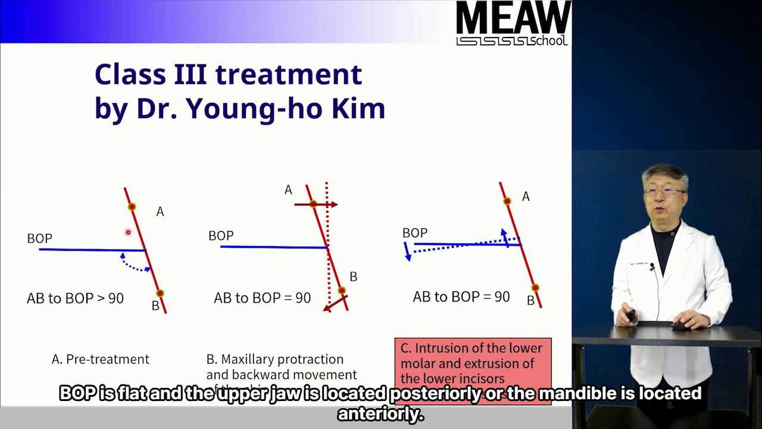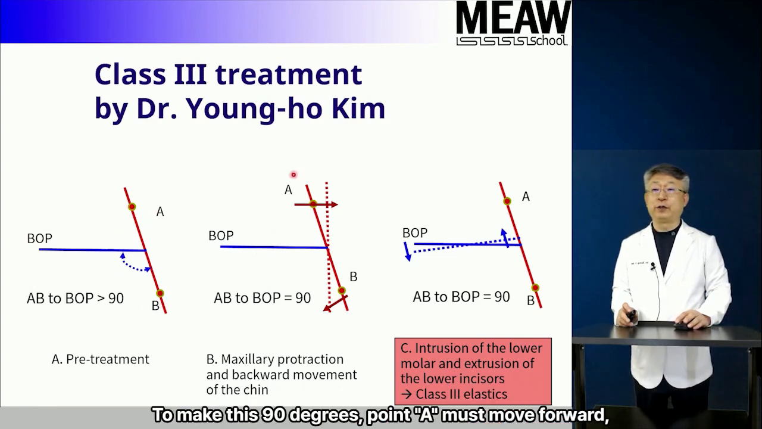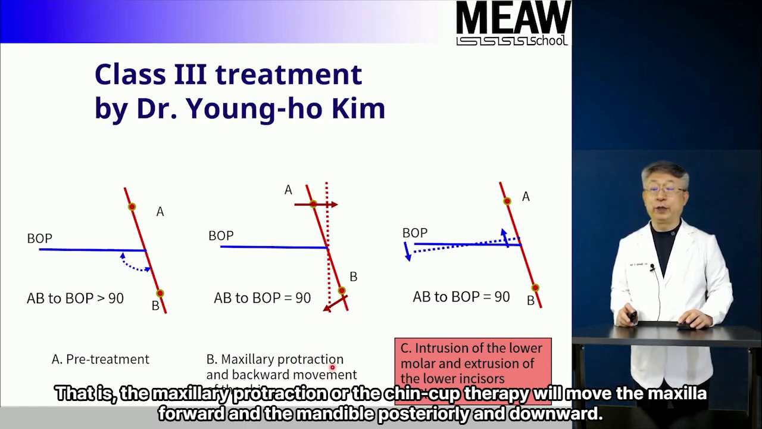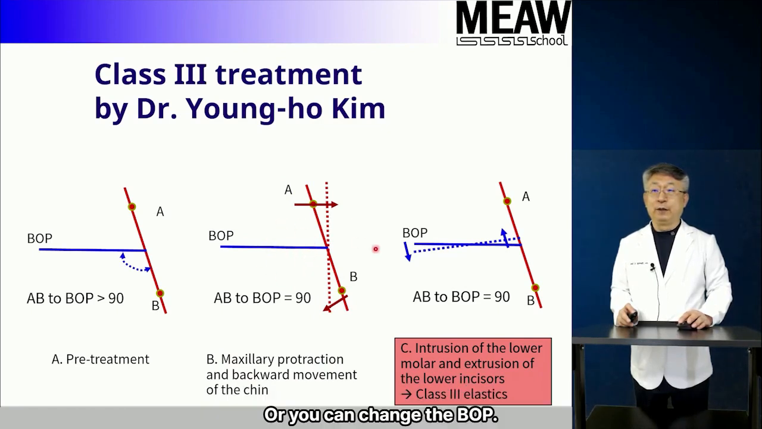BOP is flat and the upper jaw is located posteriorly or the mandible is located anteriorly. To make this 90 degrees, point A must move forward, or point B must move backward and downward. That is, the maxillary protraction or the chin-cup therapy will move the maxilla forward, and the mandible posteriorly and downward. Or you can change the BOP.